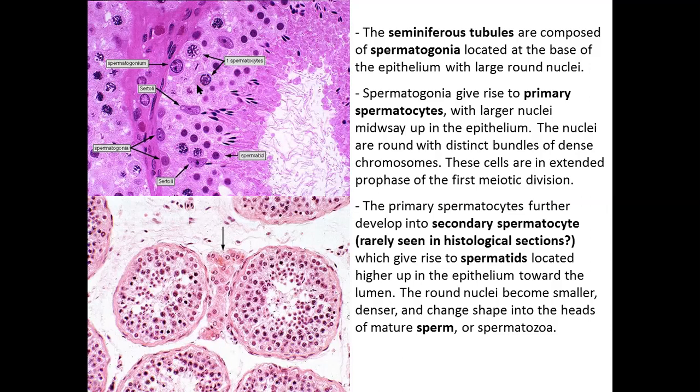And then spermatocytes will change into the secondary spermatocytes, but they are rarely seen in histological section. This is again an assignment which people have to look up in your books. This is just a 2-line assignment. Why they are not visible in histological sections?